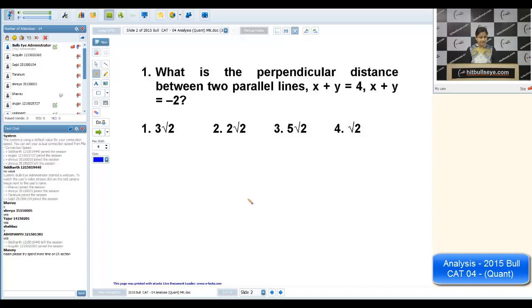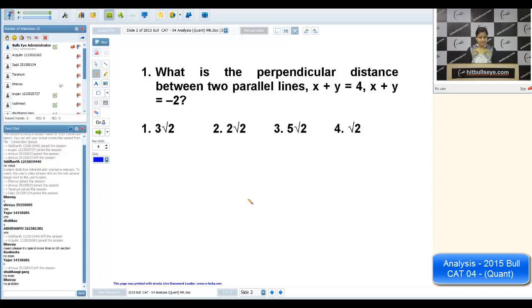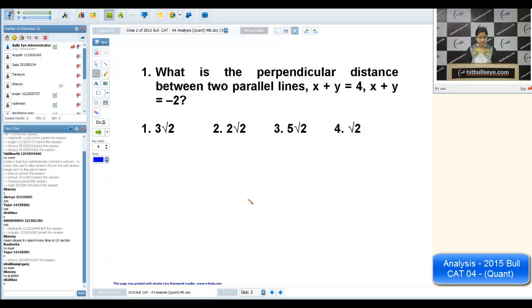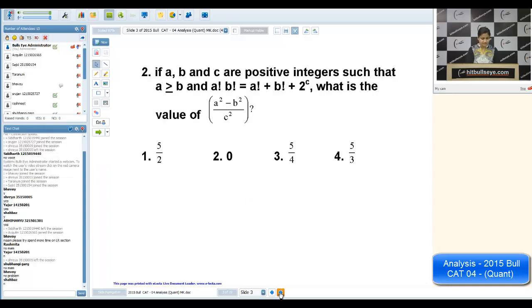Question number one, any problem? That is a formula based question only. Yes, of course, good, very good. So let us move further. Question number two, easy, if you go by options. Any problem in this?